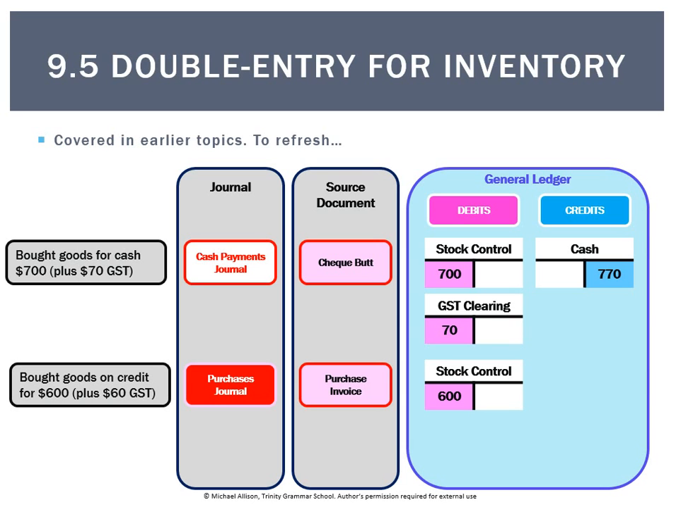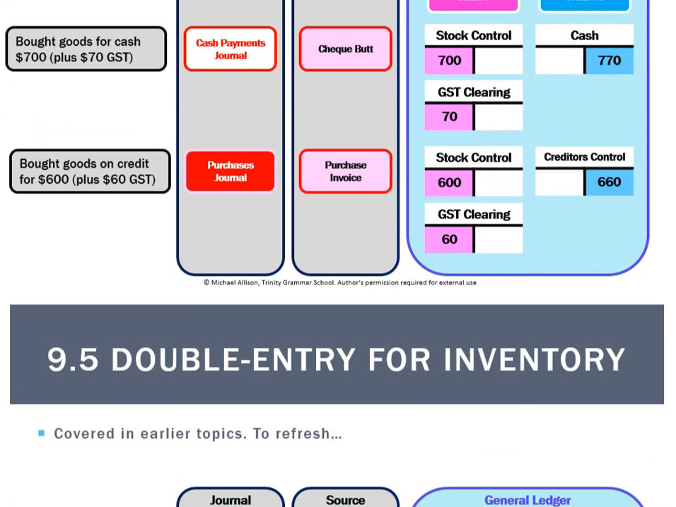Stock will go up with a debit. GST will go down with an entry there of $60 on the debit side. And lastly, the credit will be slightly different. Instead of cash going down, we'll have a liability called creditors control going up.